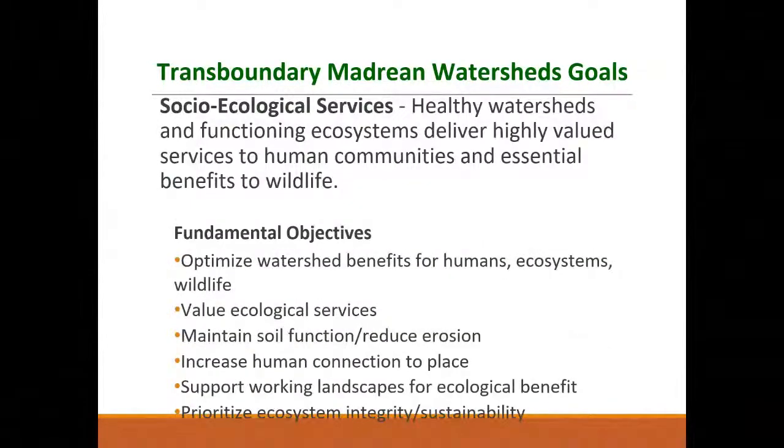And then socio-ecological services have also been an important part of our focus, thinking about healthy watersheds, how healthy functioning ecosystems underlie human communities and the services human communities need to thrive and benefit wildlife.